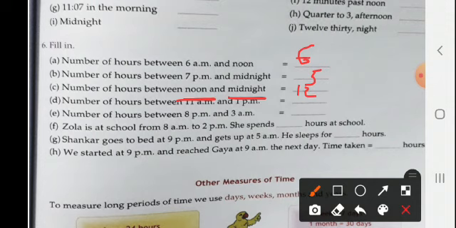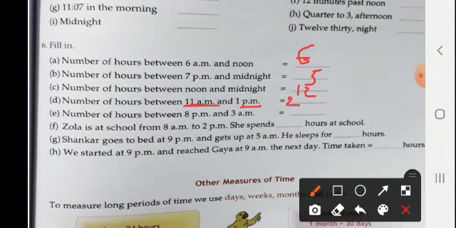Understood? Number of hours between 11 a.m. and 1 p.m. Now see here carefully. Here it is a.m. and here it is p.m. Let's start counting. 11 we will leave it. No need to count 11, because 11 to 12 is 1 hour. Then 12, then 1. Then how many hours? 2 hours.